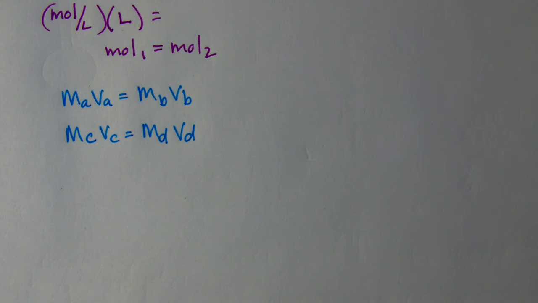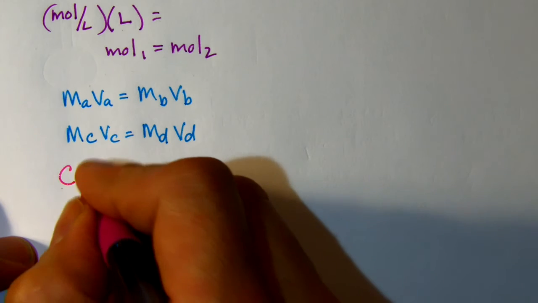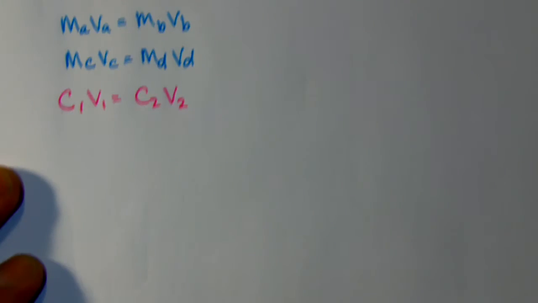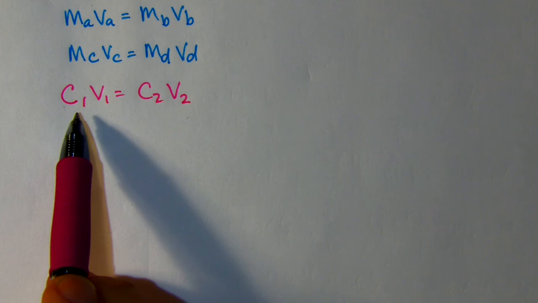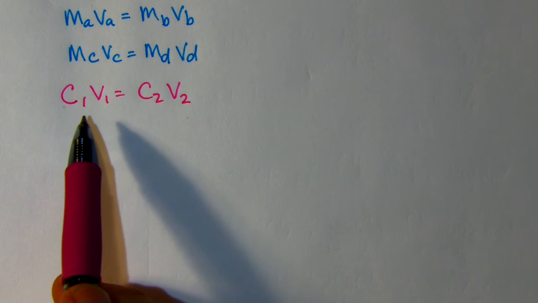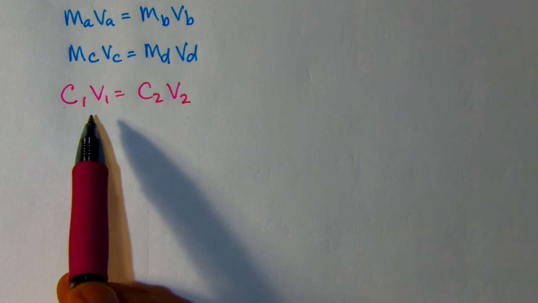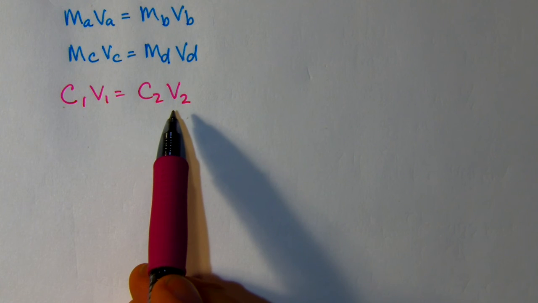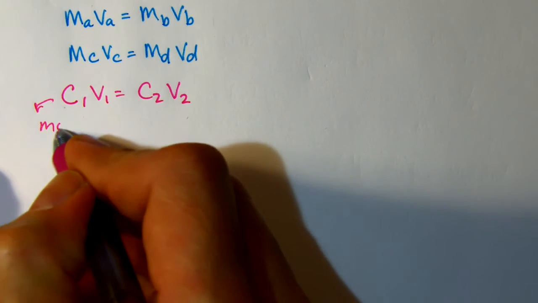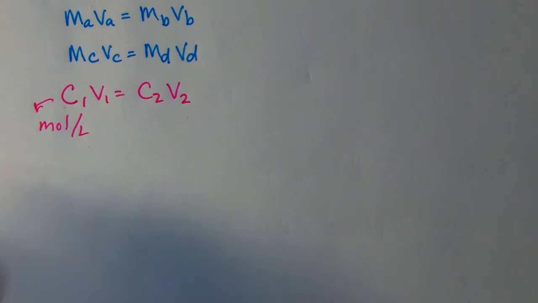A less common version is when we use C1V1 equals C2V2. This is older, but some people prefer it, and that just means concentration times the volume. Concentration times the volume, right? But it's still going to be the same. The concentration here is still moles per liter. Okay, so we should be good there.